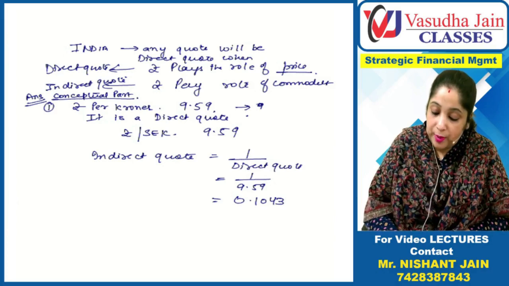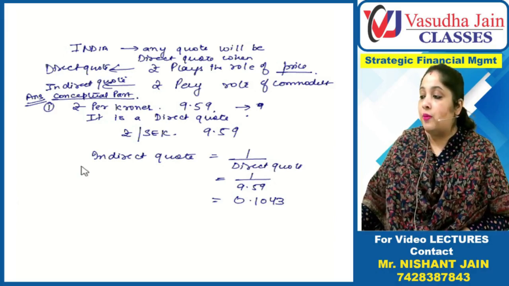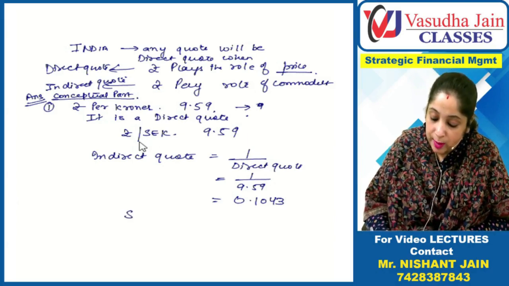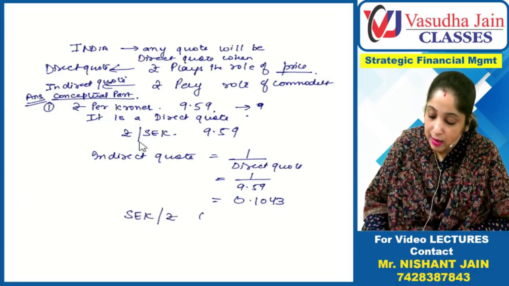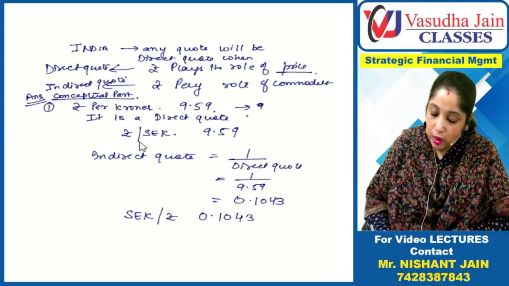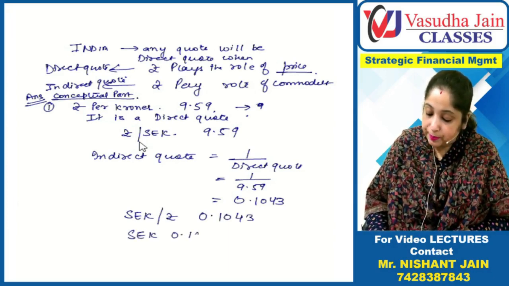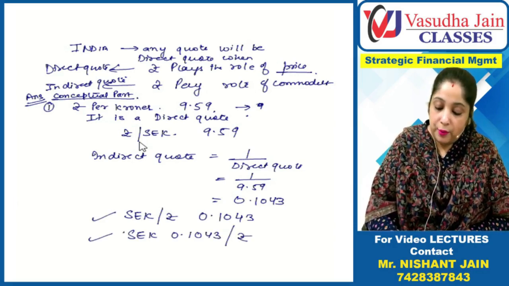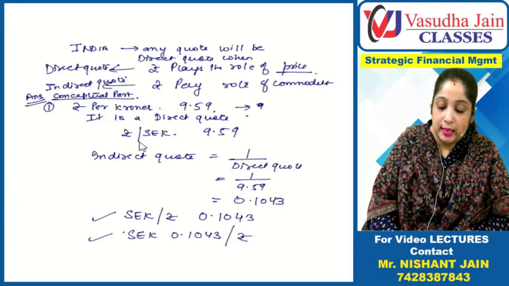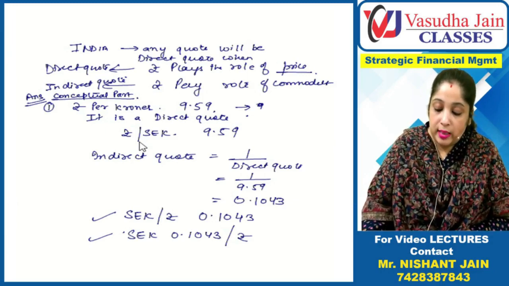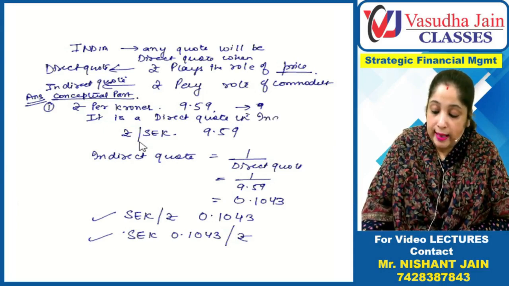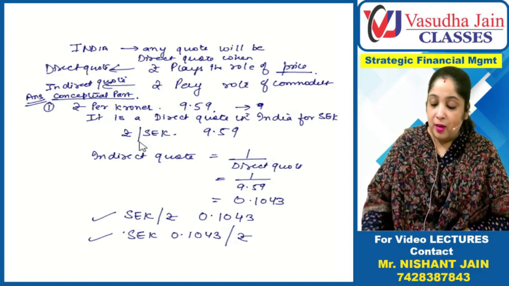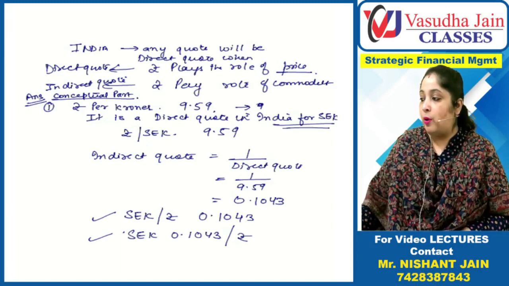You have to express it also. Now rupees will become commodity, and commodity will become rupees. Let's do that. So how will you express? SEK per rupee 0.1043, or you can write like this also if you want to. It is one and the same thing. So first of all, we have to tell whether this exchange rate given to us is a direct quote for India or not. So it is a direct quote in India. Please write that also. It would be so good if you write this also.